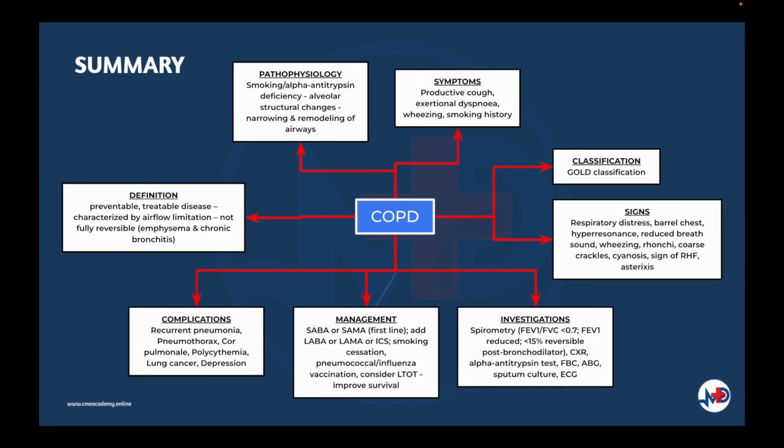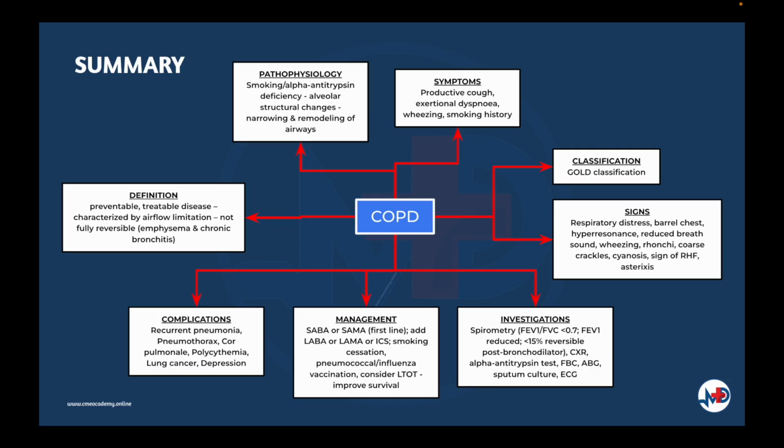In summary, chronic obstructive pulmonary disease is a preventable, treatable disease characterized by airflow limitation that is not fully reversible. The old term includes emphysema and chronic bronchitis. Smoking or alpha-1 antitrypsin deficiency contribute to alveolar structural changes and narrowing as well as remodeling of the airways. The GOLD classification is the classification of COPD. Important history in COPD includes productive cough, exertional dyspnea, wheezing, and smoking history.